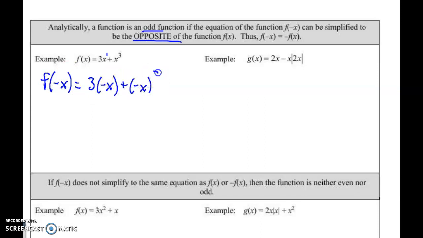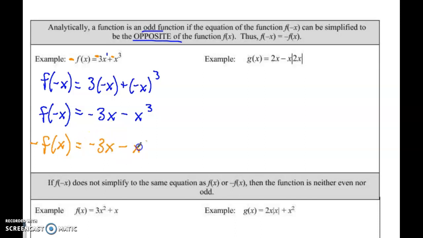And the same rule we established earlier, that this is equal to negative 3x minus x cubed. So I usually ask students to do one more step. And that one more step is, imagine for a second that you're trying to compare that to negative f of x. Well, what does negative f of x actually mean? It's going back to this original problem and dividing everything by negative 1. Well, if you do that, then you get negative 3x minus x cubed.